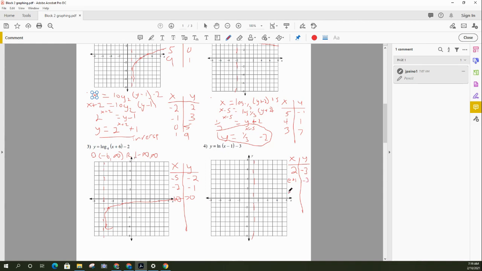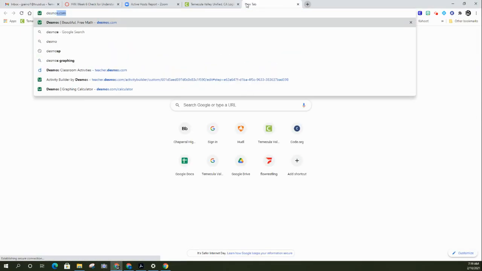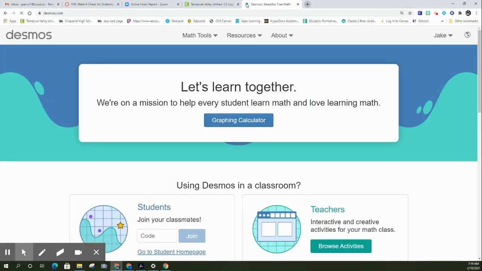Next one's going to be e squared plus 1. Okay, e squared plus 1 minus 1 is e squared. Natural log of e squared is 2. 2 minus 3 is -1. All right, so what is e plus 1? Okay, e plus 1, if I open up Desmos, type that in, it should be approximately 3.7.